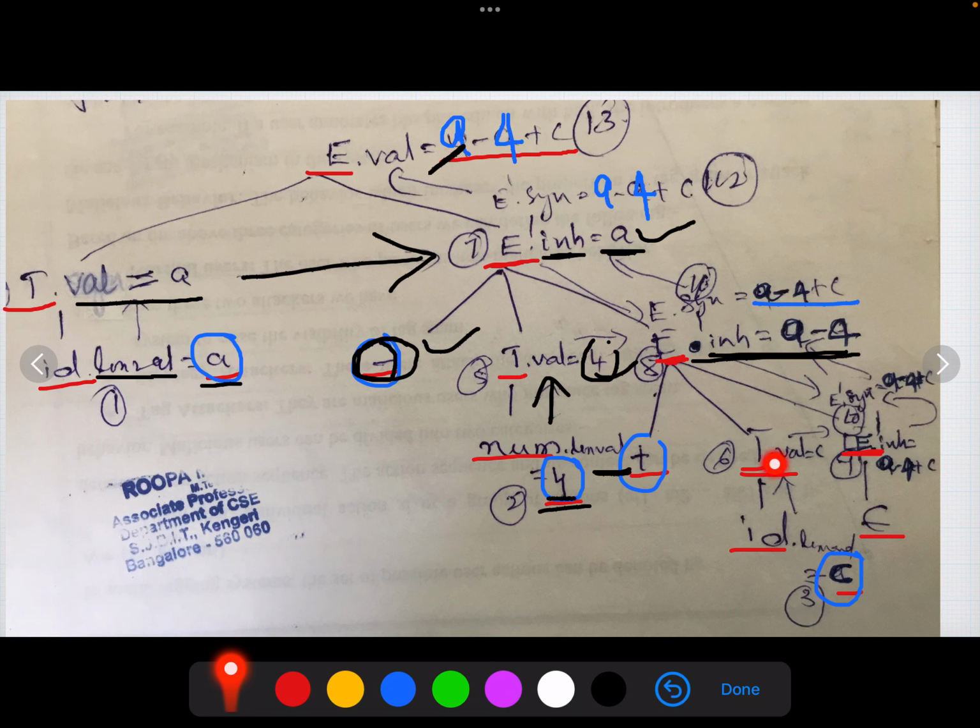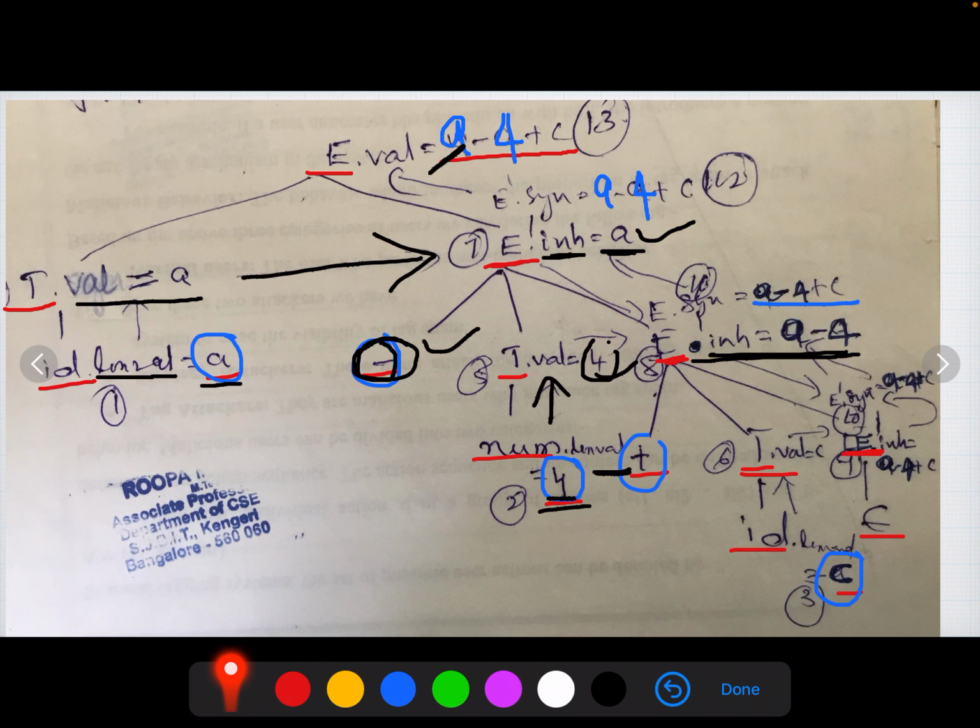This E' has an inherited value, this value plus this value. So what is the value of T? T is c, it's coming up. Okay, so a minus 4 plus c is your computed value. And because of this epsilon production, this inherited value is converted into a synthesized value. Change it to synthesized value and assign that value, a minus 4 plus c. And once this synthesized value is obtained, synthesized values always move up. So it has to move here, here, and here. Finally, you obtain a minus 4 plus c.